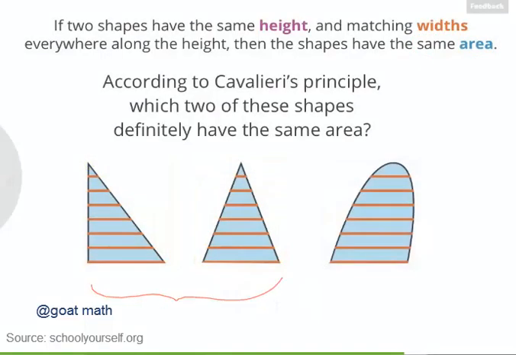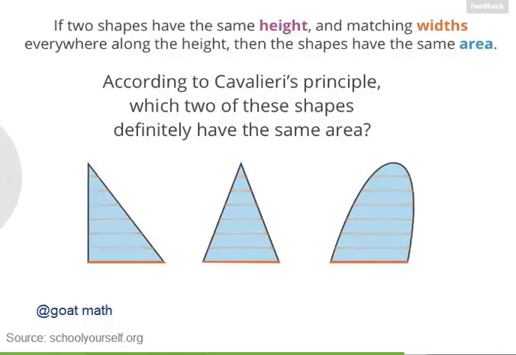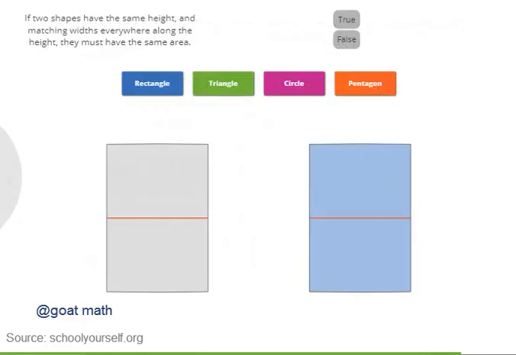Right, these two triangles have the same area. Sure, all three shapes have the same width at the bottom, but if you look near the top, the two triangles still have the same width, while this curved shape over here is wider. The two triangles have matching widths everywhere along the height, and so by Cavalieri's principle, they must have the same area. Now it's your turn to demonstrate Cavalieri's principle.